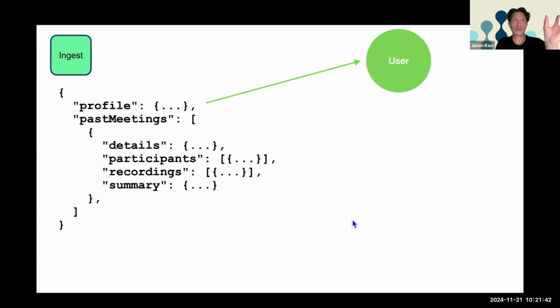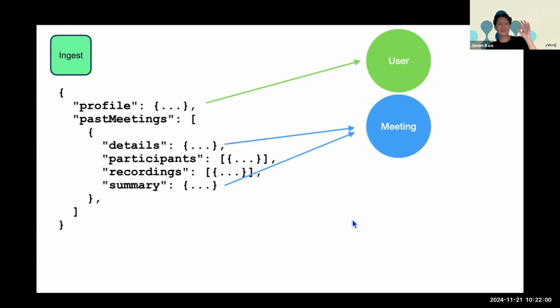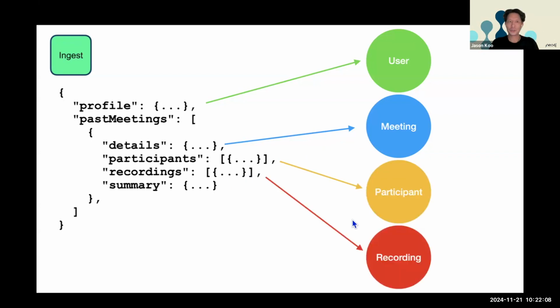And you can think of a node, so a node is like a single record, right? And a node can have different labels to categorically identify it. A node can have several different labels, but in this case, we're going to create a single node with a user label. And then all the past meetings, the details and the summary, we're going to combine into a single meeting node. Then the nested participants will become their own nodes, and each recording data, if there is one associated with the meeting, will get turned into a recording node.